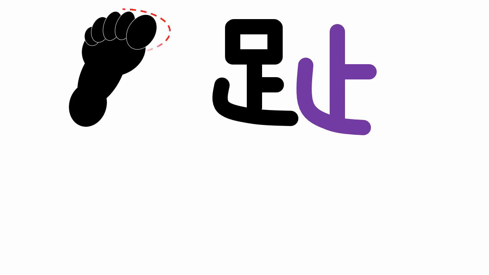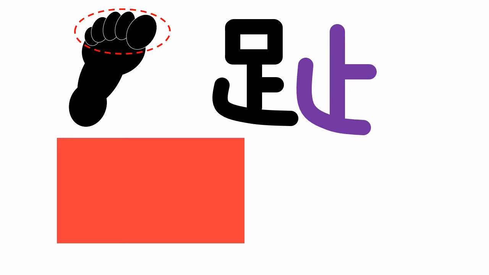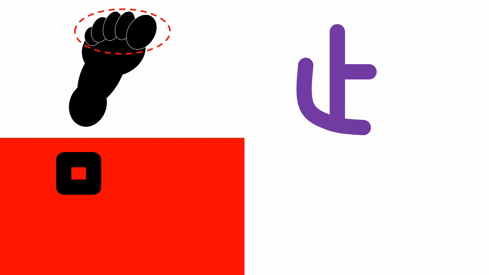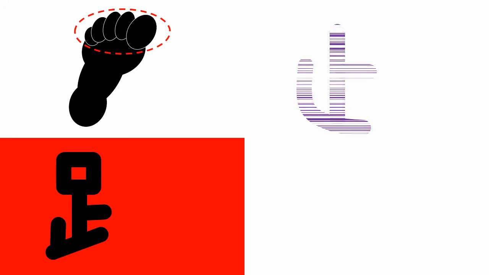If we combine this leg and foot zu with foot plus toes zhi, we have a new phono-semantic character referring specifically to toes. This character is pronounced exactly the same as today's first character, zhi, with a third tone.